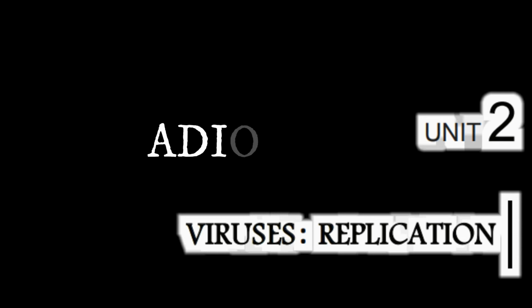Objectives: after reading this unit, you will be able to know the importance and different ways in which viruses replicate, understand and differentiate between lysogenic and lytic cycle of replication, and distinguish between DNA virus, T phage, and RNA virus, TMV, replication.